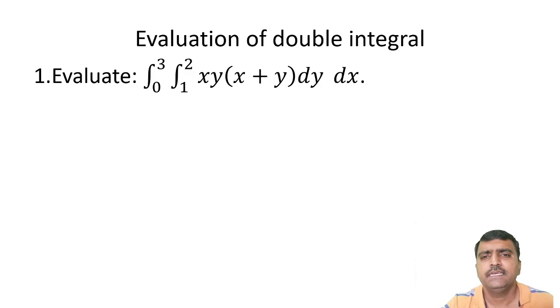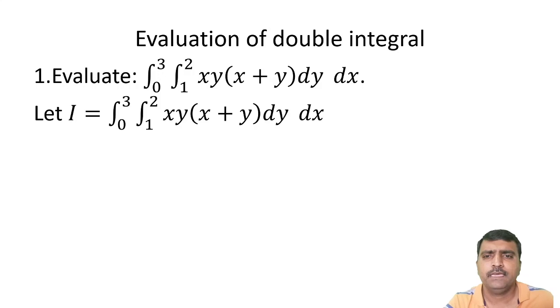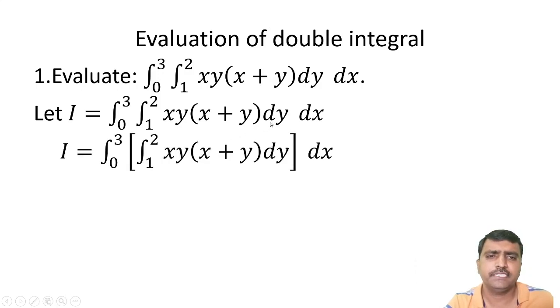Take this problem: evaluate the double integral from 0 to 3, 1 to 2, xy into x plus y dy dx. First, call this integral I, limits are from 0 to 3 and 1 to 2. You should observe that dy dx is there, so first integration is with respect to y, next integration is with respect to x. So take the integration with respect to y. When you are integrating with respect to y, treat x as constant.